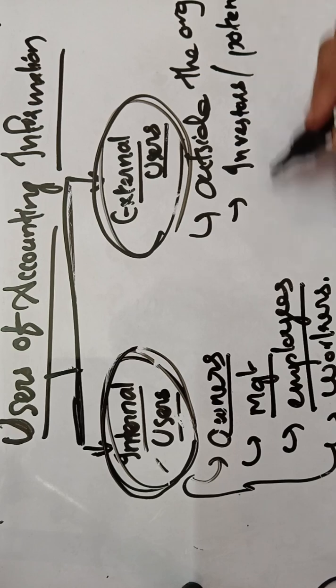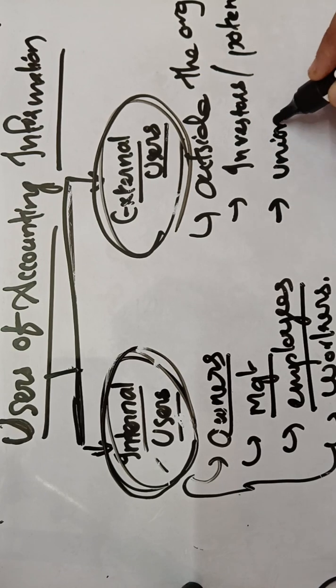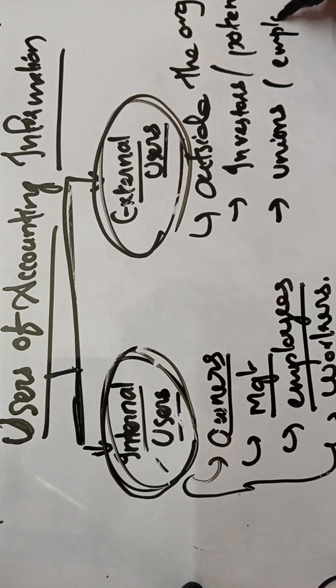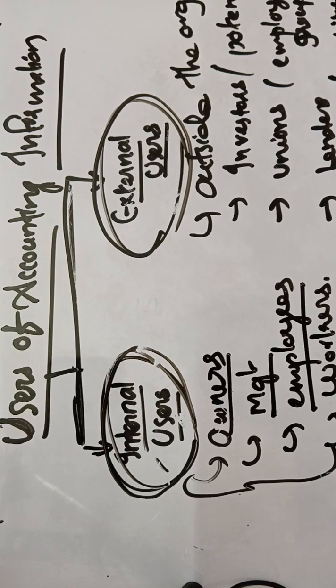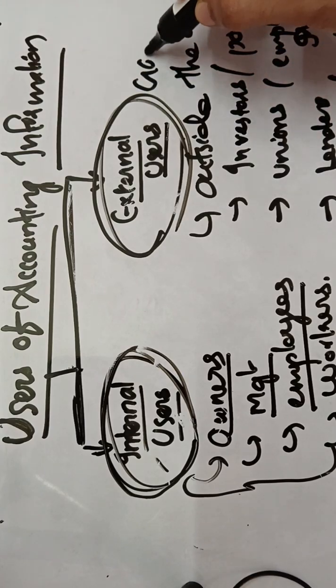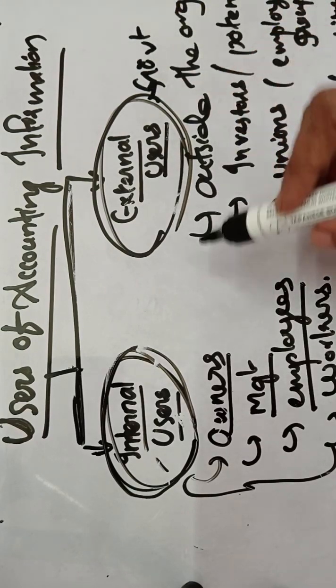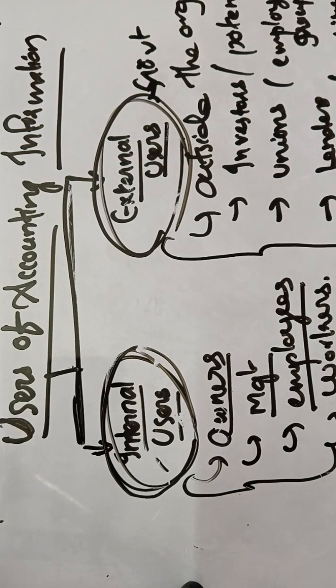then unions, then employee groups, then lenders and financial institutions, then suppliers or creditors, then competitors, as well as social responsibility groups, then government. These all persons come under external users.